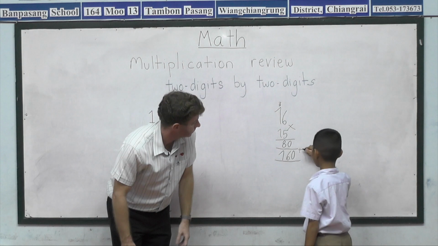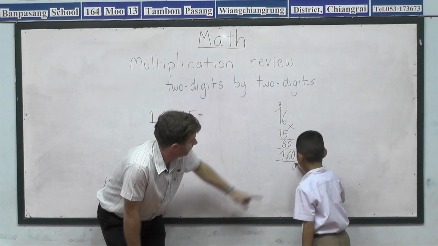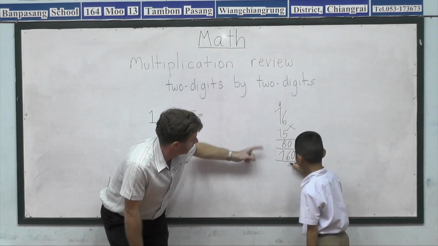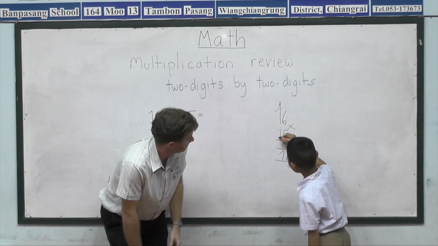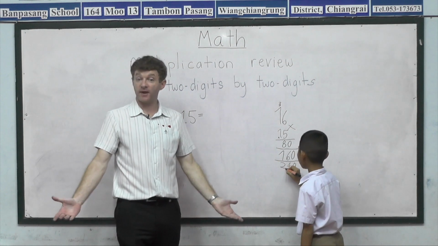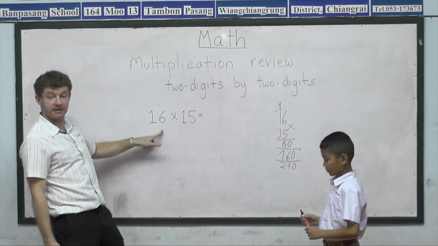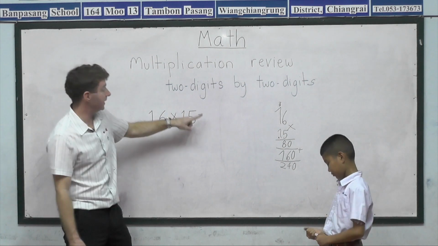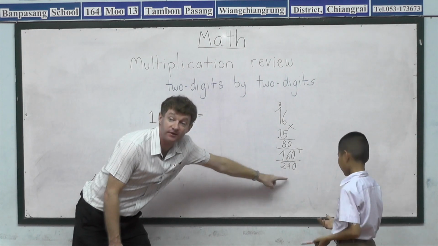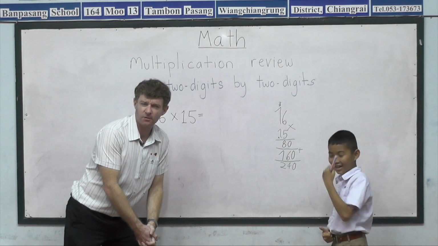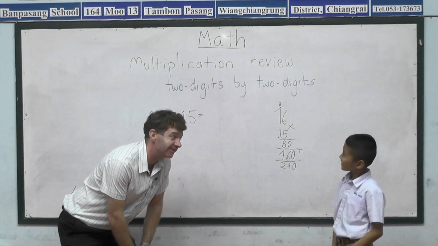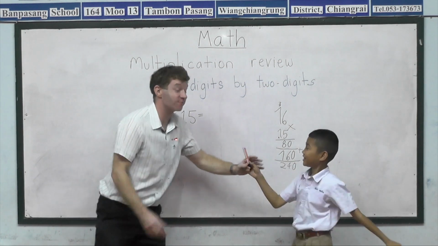0 plus 0 equals 0. 8 plus 6. So we write the 4, carry another 1 in here. Yes. And then 1 plus 1. Perfect. So 16 times 15 equals, Pang Pon, 240. Is that correct? Are you sure? Are you really sure? Correct? Yeah. High five. Excellent. Round of applause for Pang Pon.